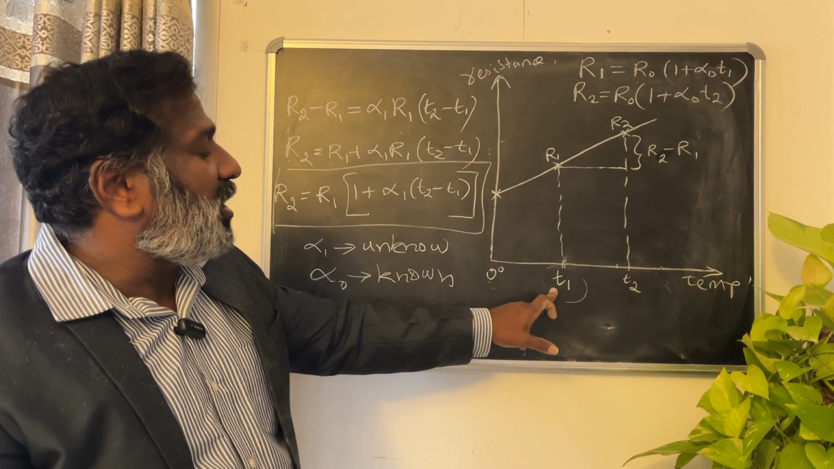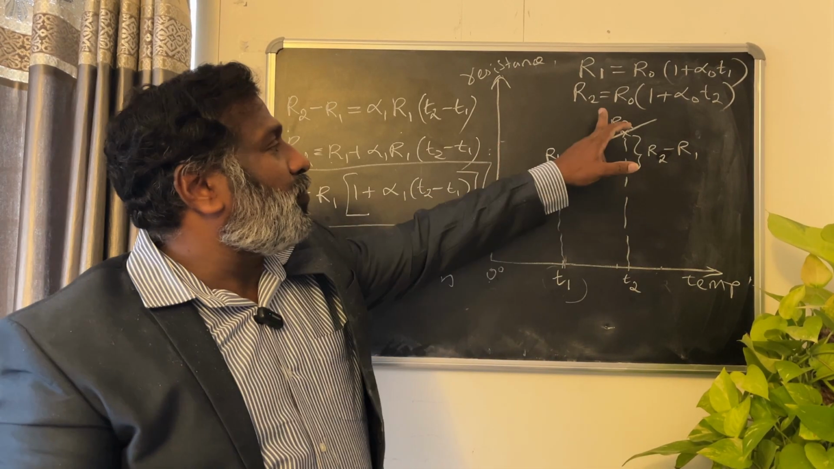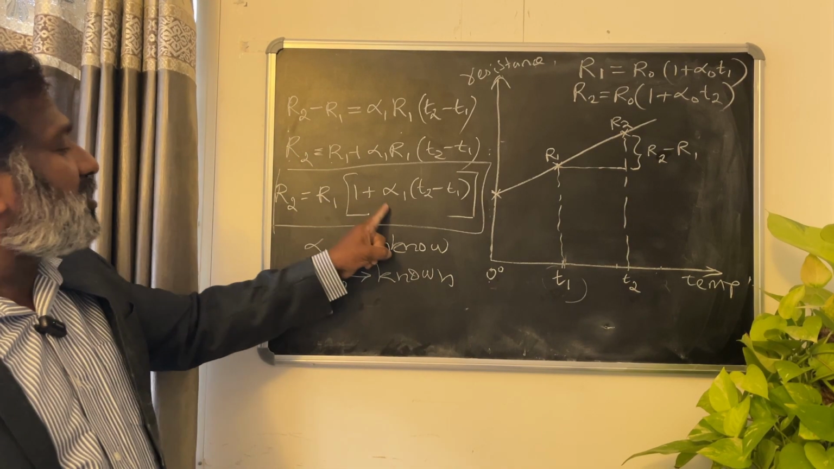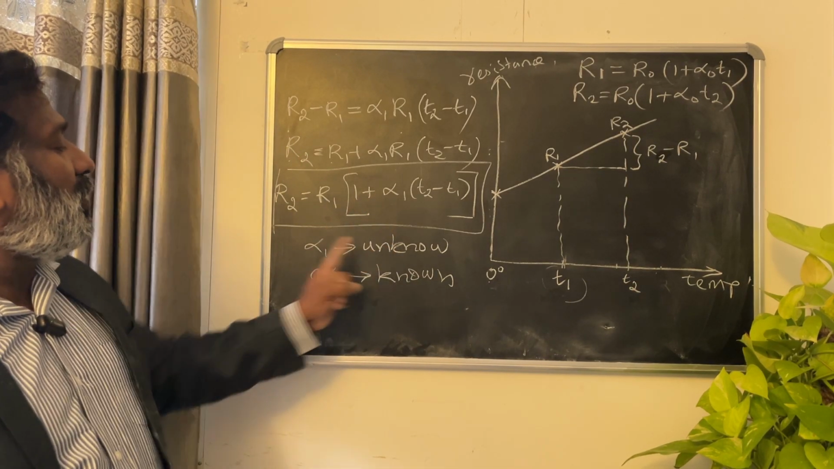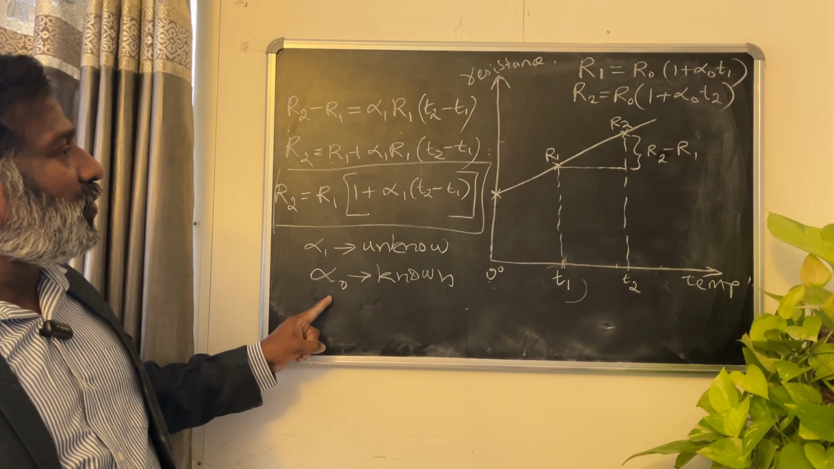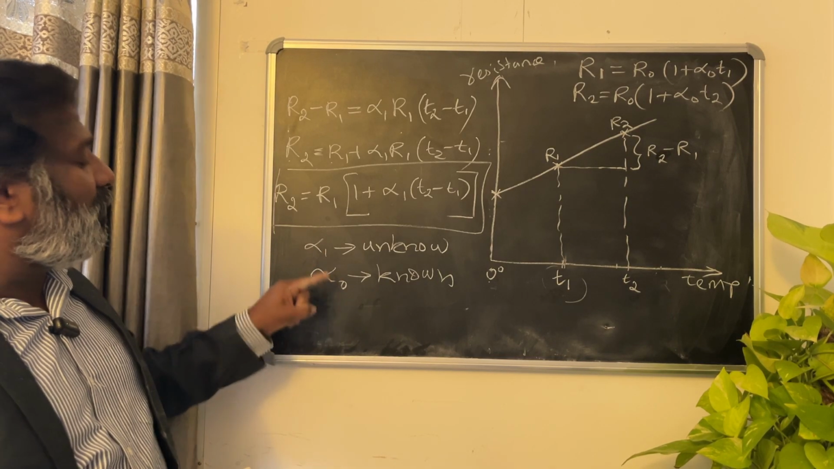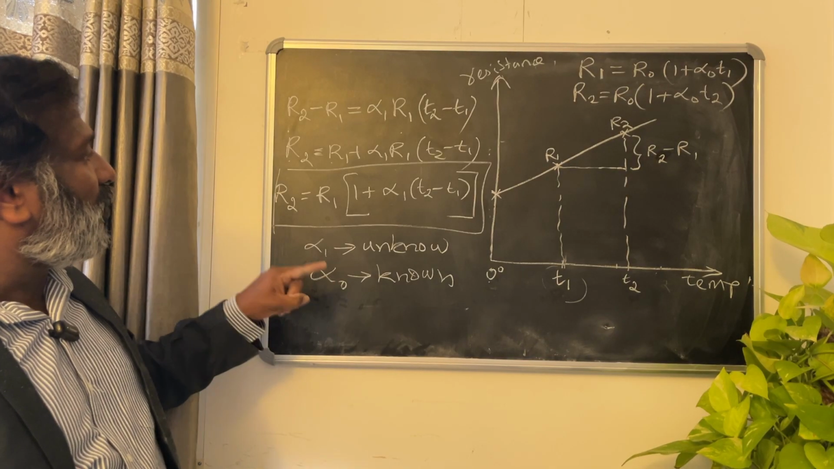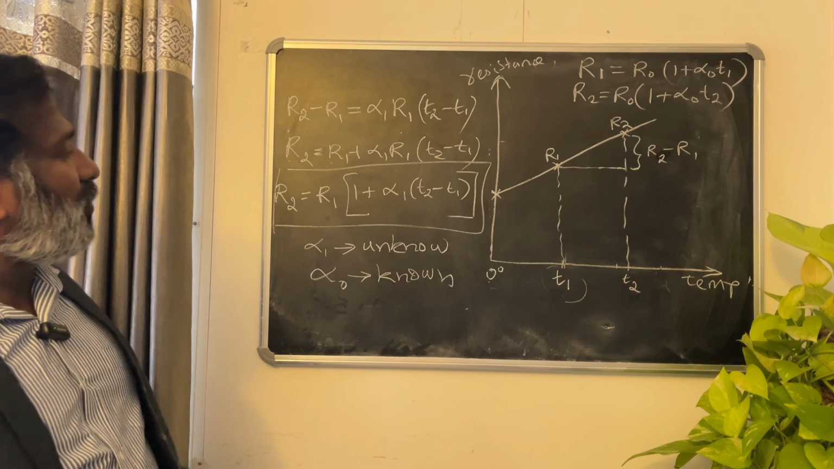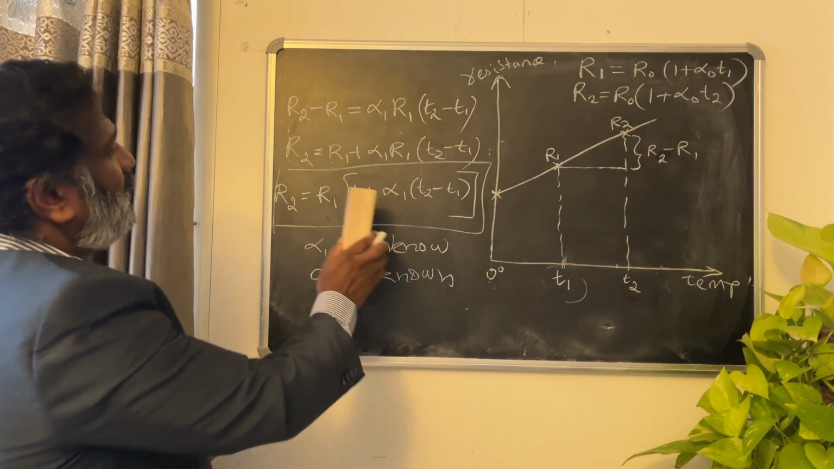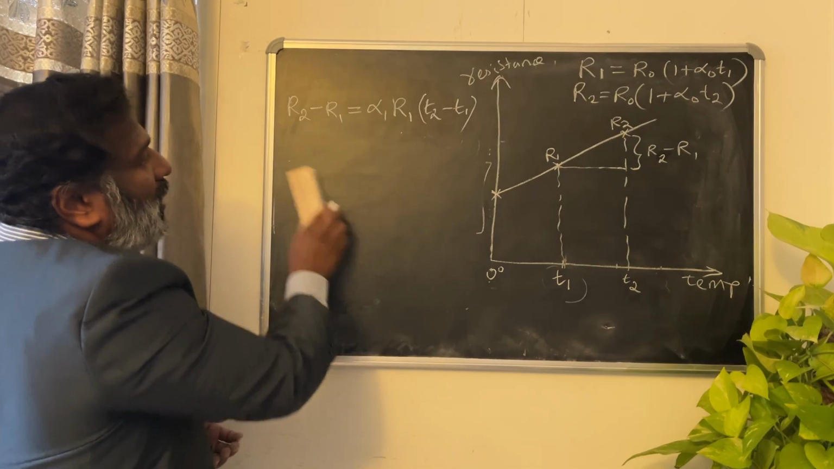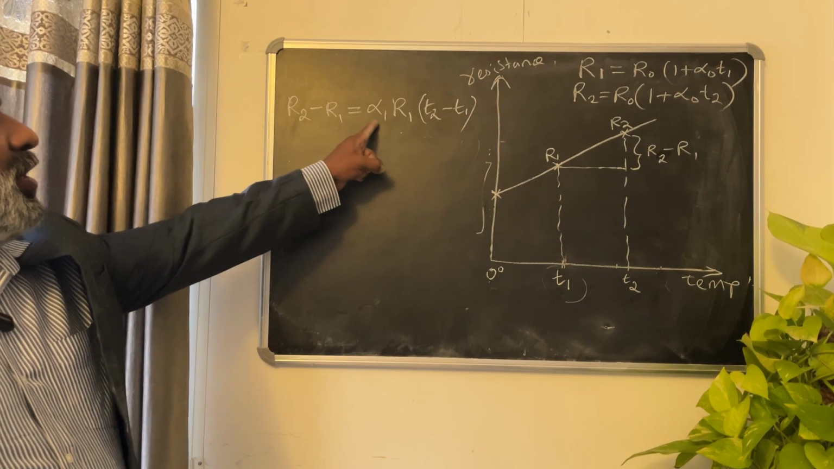Resistance at temperature T1 is known. We are asked to find the resistance at temperature T2. We cannot use this formula unless we know the value for alpha 1. But we know only alpha 0. So we need a strategy to calculate alpha 1. Right? How to calculate alpha 1? So let us derive a formula to calculate alpha 1.